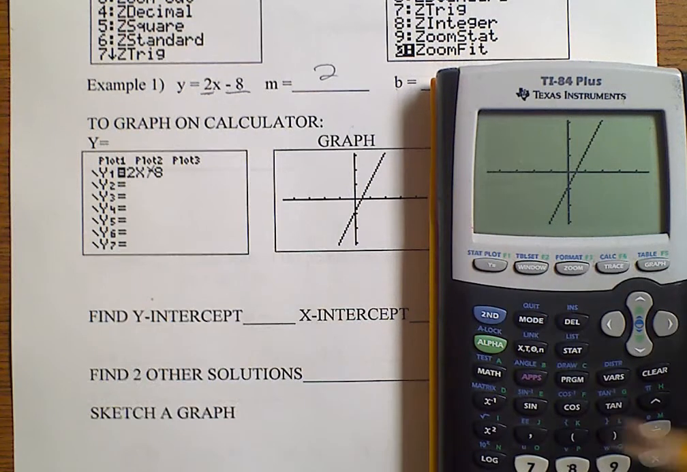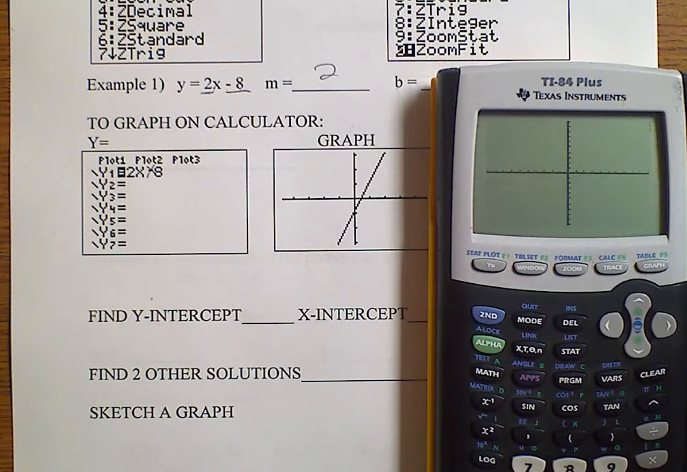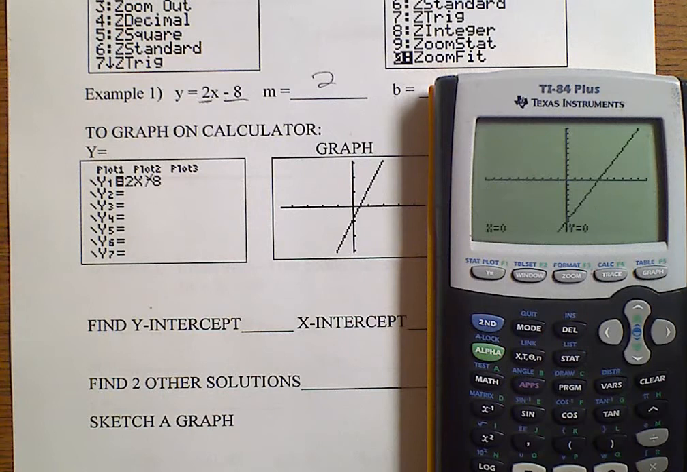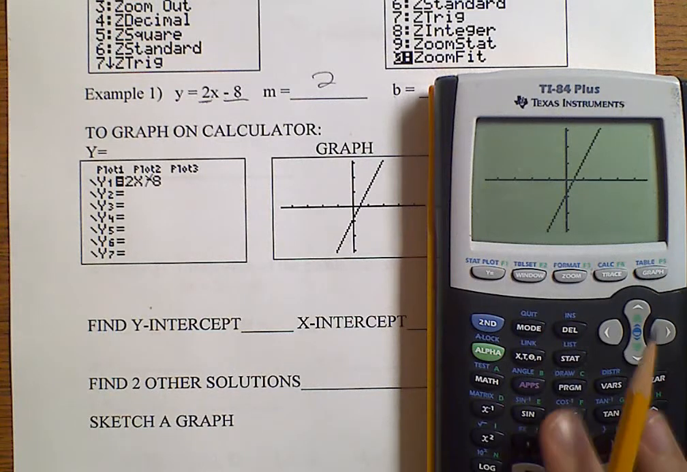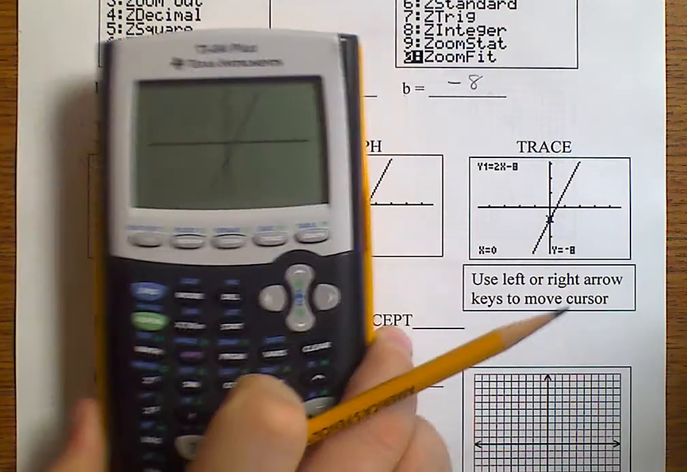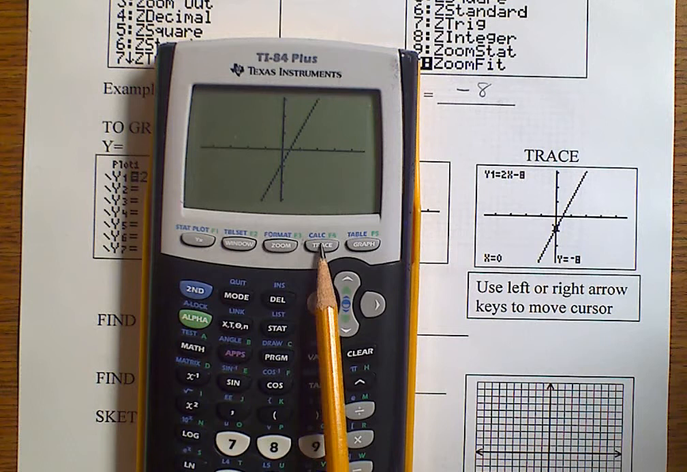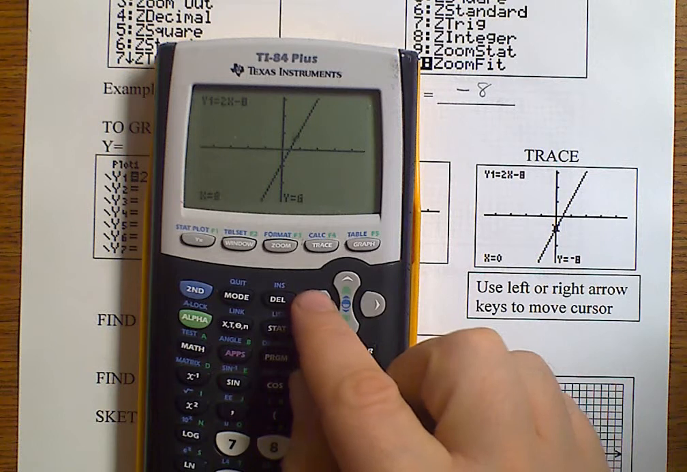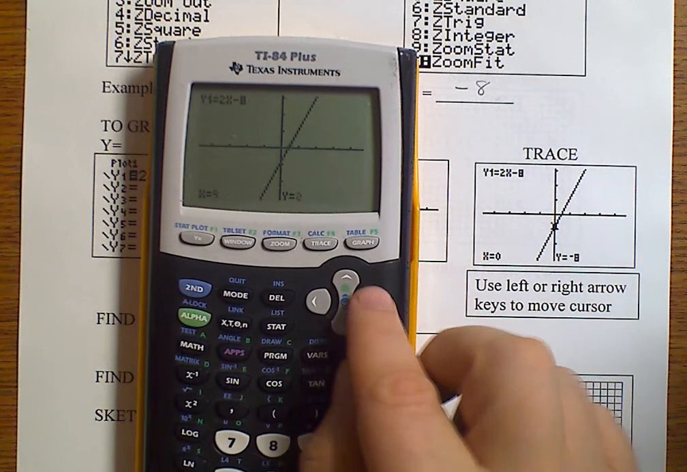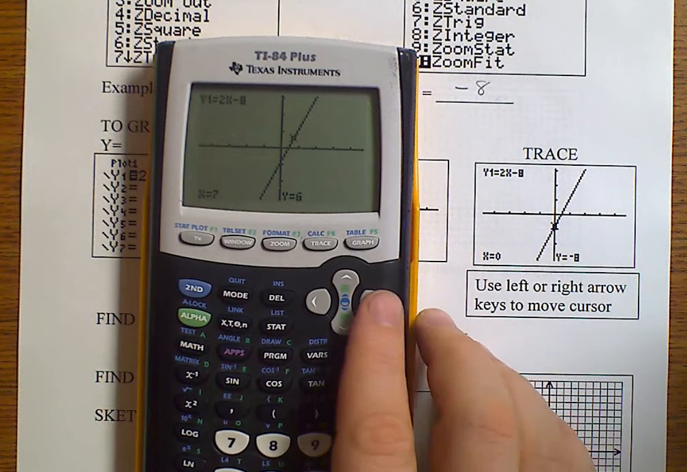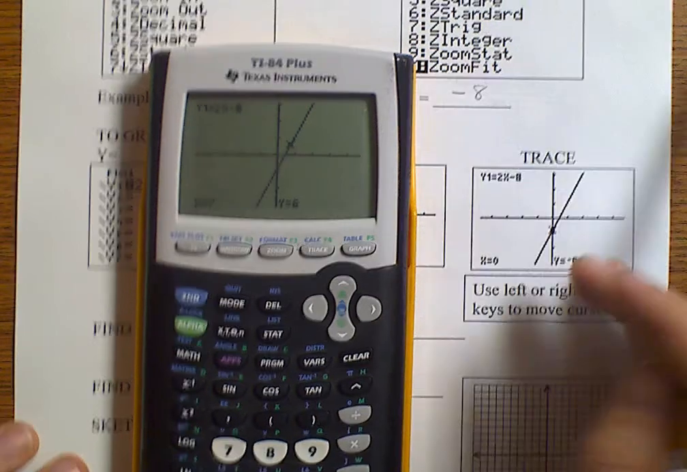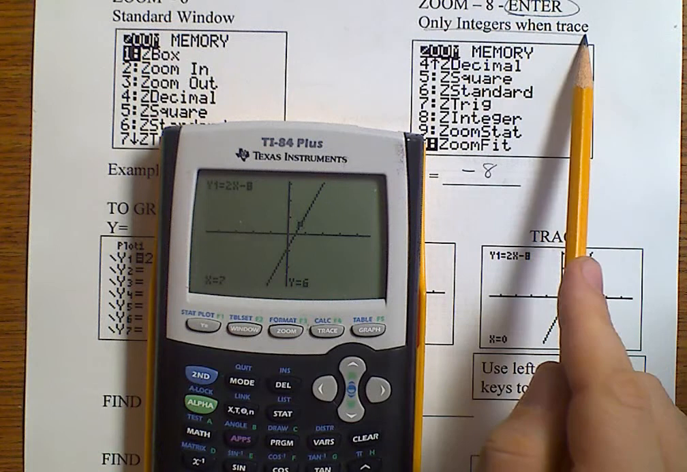Now this may be different depending on your window. If I do Zoom 6, it's going to graph it a little bit different than Zoom 8 Enter. So it may be a little bit different depending on your graph. And then you're going to trace. So the trace button is right here. We'll hit trace, and that will allow us to scoot along our line, and we use the left and right arrows to do that. Zoom 8 is good for this because it gives you only integers when you trace.